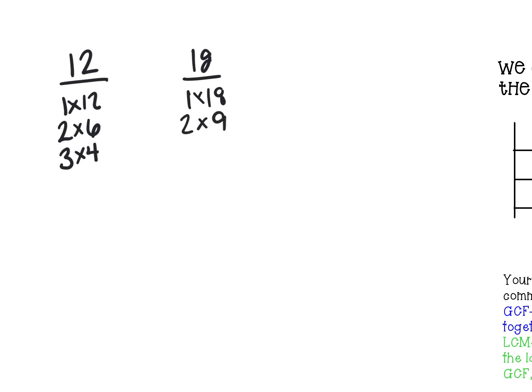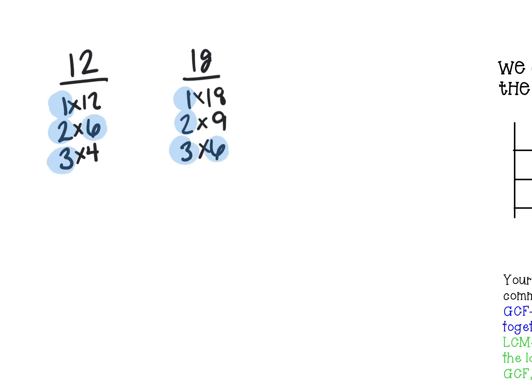2 times 9. 3 times 6. And that's it. 4? No, not for 4, not for 5. All right. 6, but that's a repeat. So then we can go through and say, well, what are the common factors of those two? What goes into both of them? Well, I see they both have a 1, they both have a 2, a 3, and 6.